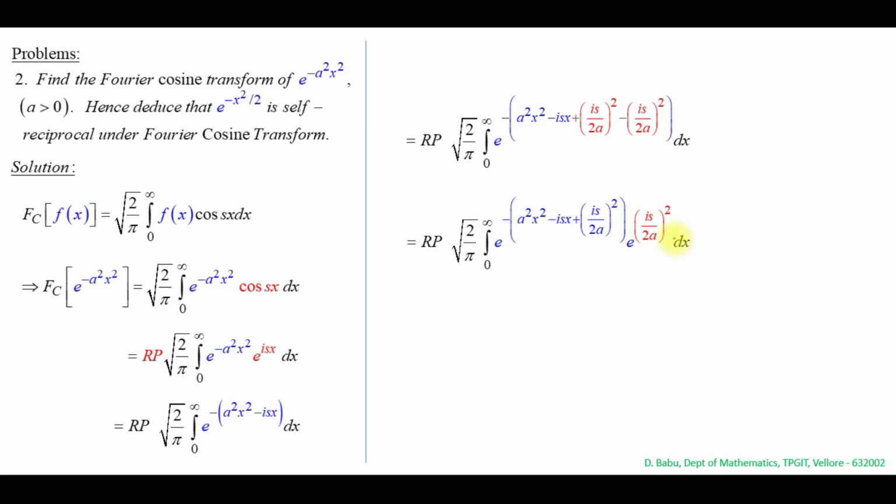With respect to dx, this is constant because there is no x term, so we take it outside. And this can be written using the a minus b whole square formula. This is ax minus, last term is s by 2a. Therefore, this can be written as ax minus s by 2a in the whole square. Okay. Next, what is i square minus 1? s square by 2 square, 4a square. So this is e power minus s square by 4a square, integral 0 to infinity, e power minus of ax minus s by 2a whole square into dx.